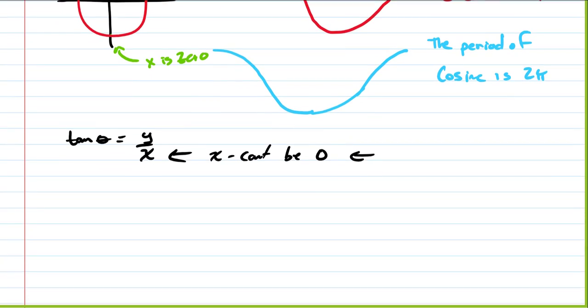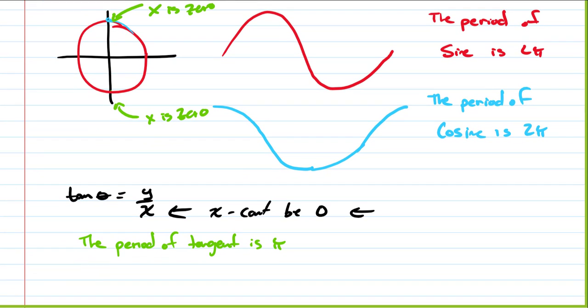So the period of tangent is pi, because we're not allowed to divide by 0. So once we do so, it's going to flip it over into a new copy of itself. The reciprocal functions all have the same periods, but their domains will be slightly different.